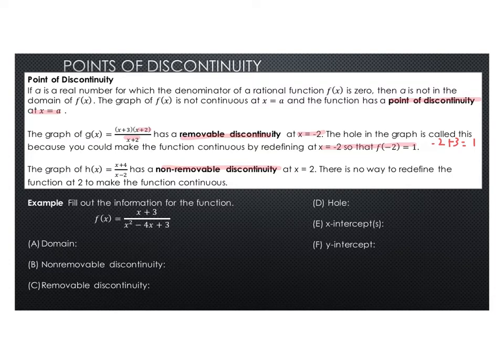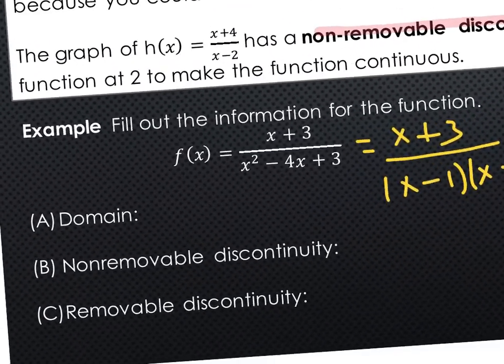If it were me, I would put it in factored form as much as I possibly can. So I know the numerator is going to stay x plus 3, but the denominator, I'm going to have to factor it. If we have factors of 3 that add to give us negative 4, that's x minus 1, x minus 3. Notice nothing cancels out. Now we're ready to answer our questions.